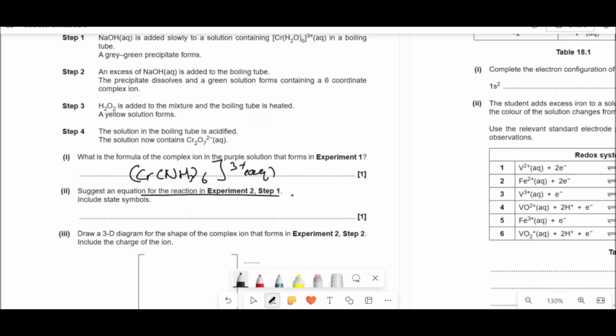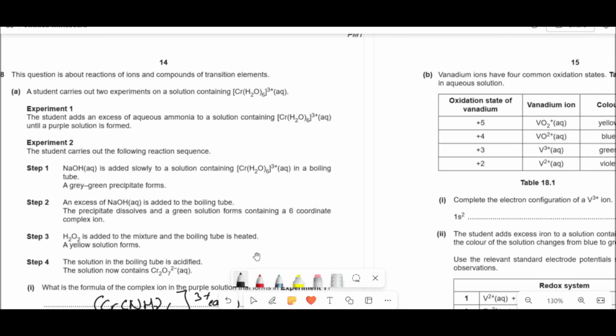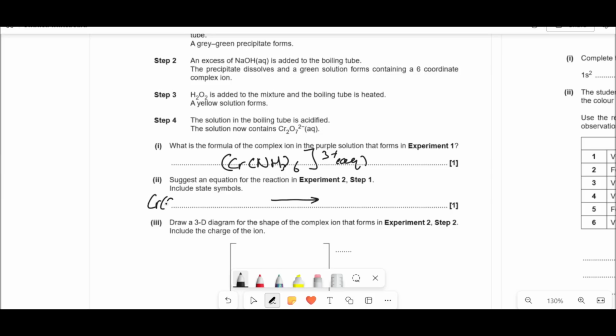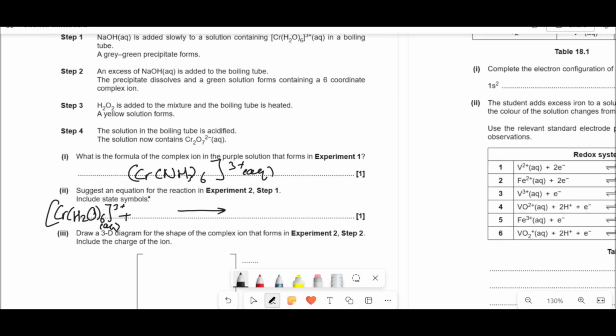Then it says, suggest an equation for the reaction in experiment 2, step 1. So in experiment 2, step 1, put in what you already know. You definitely know that you are reacting this, no matter what, because they've told you that in the question. So Cr(H2O)6 3+, right? We need to think what it's realistically going to be, as it says include state symbols as well as aqueous. Now they've told you that they're adding an excess of OH minus in step 1, and then we get a grey-green precipitate. So we know that the OH minuses are going to react with this.